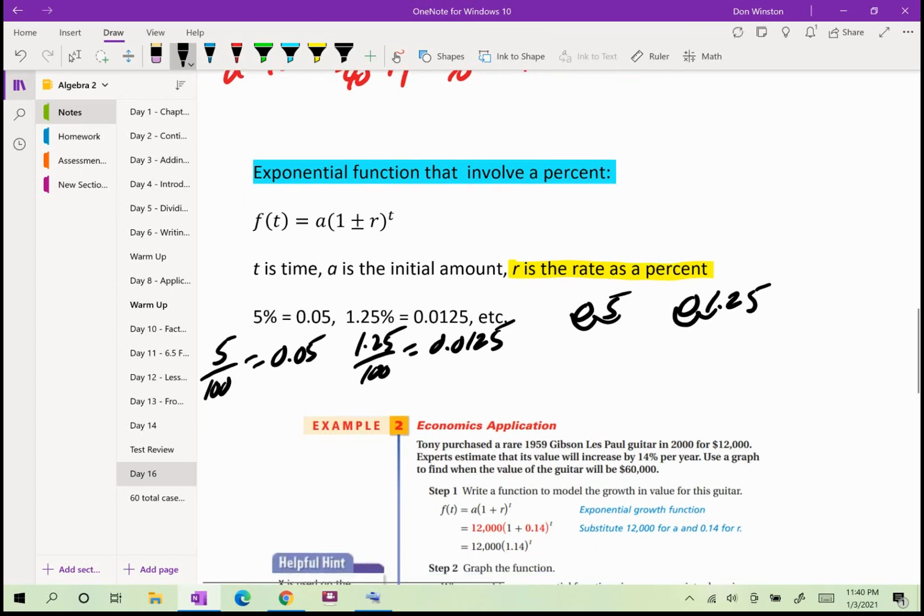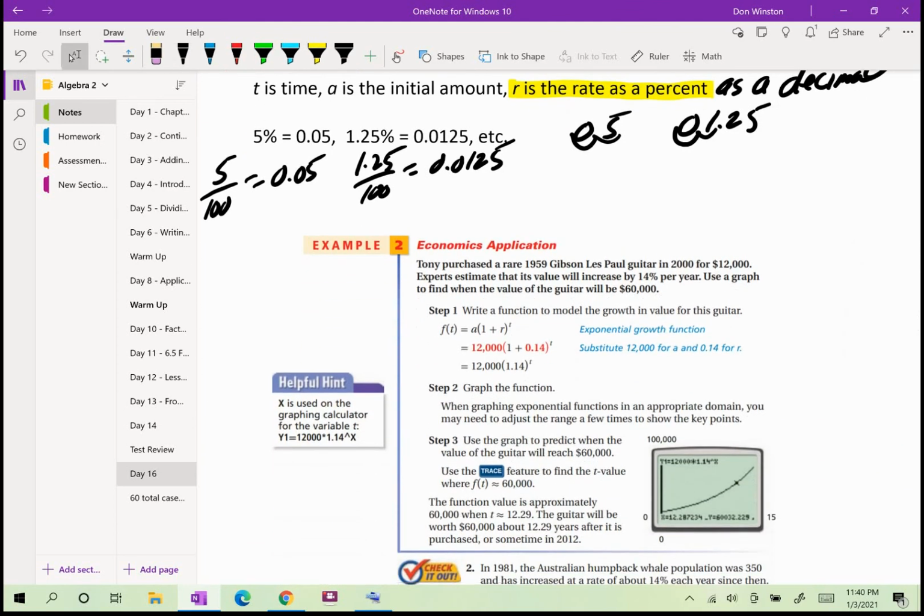So r is the rate as a percent, as a decimal, though. Convert that percent to a decimal. So here, let's look at some examples.